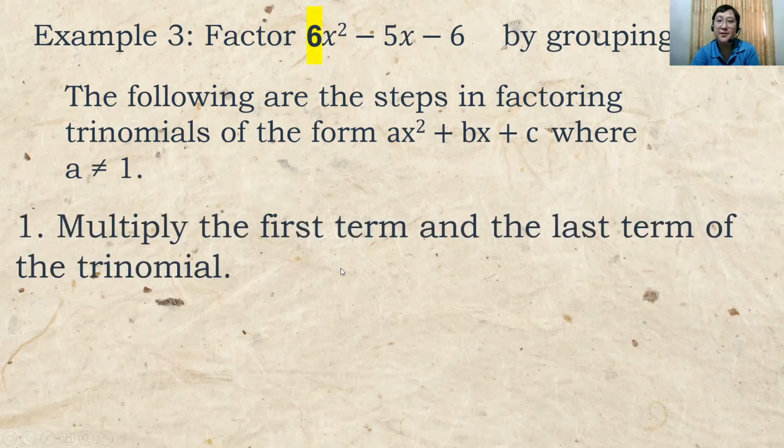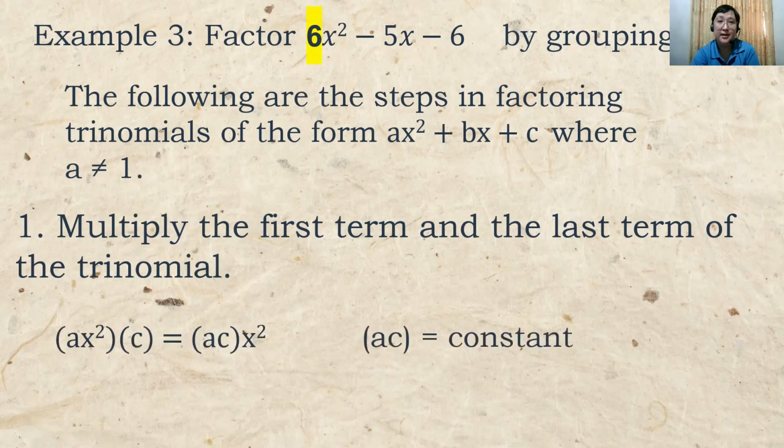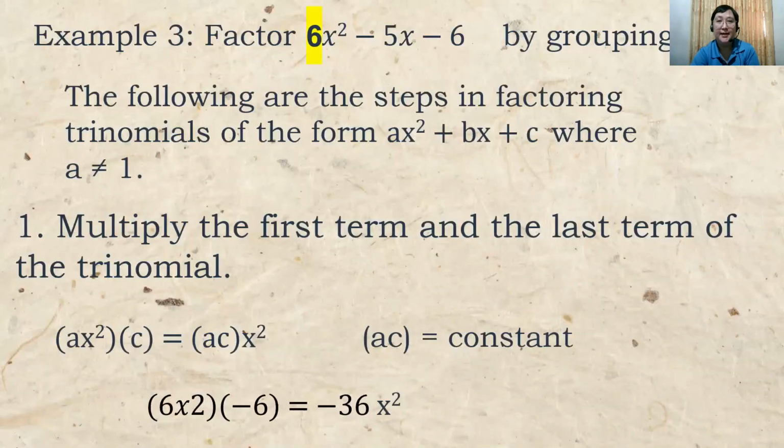So let's have the first step. Multiply the first term and the last term of the trinomial. So we will multiply the first term, that is 6x squared, and the last term, negative 6. If you multiply that, you'll get negative 36x squared. Okay.